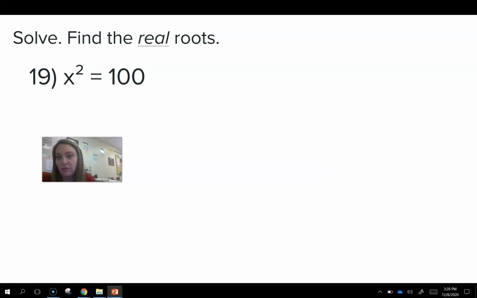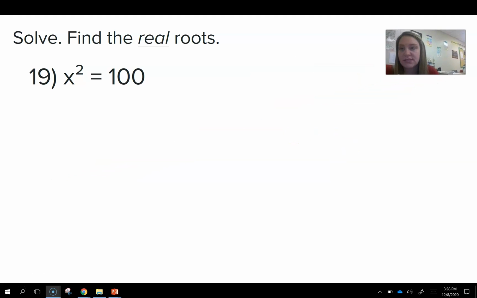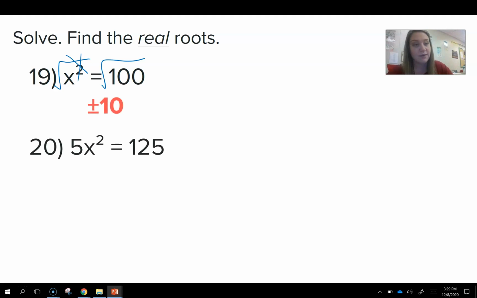All right, so let's find the real roots. If I have x squared equals 100, how am I going to find x? If I have a power of 2, the opposite of that is going to be the root of 2. So you have to take the square root of both sides. That's what's going to cancel out your x. If you square root a square, they're inverses of each other. So x is left, and the square root of 100 is positive and negative 10.